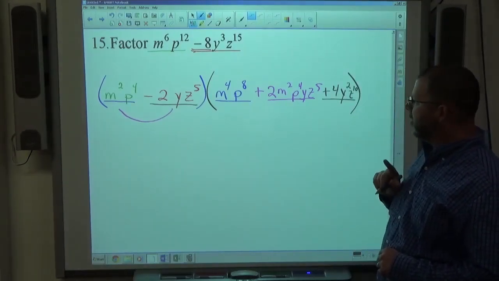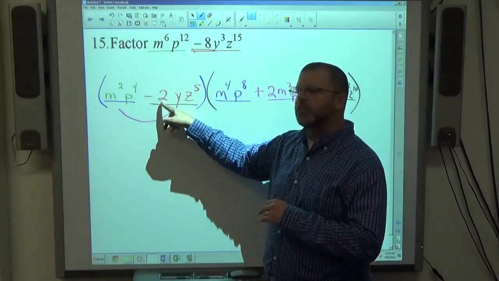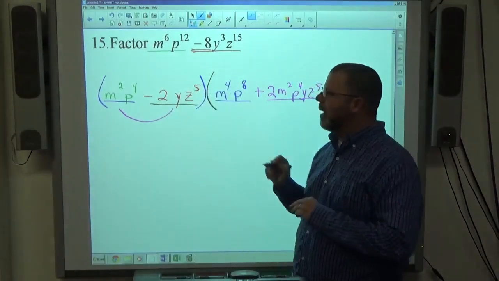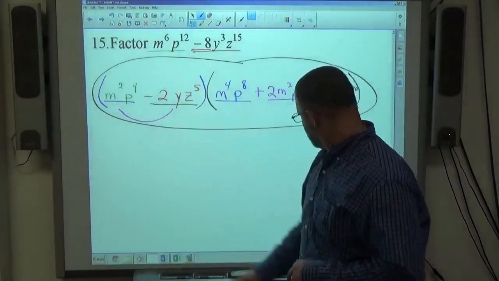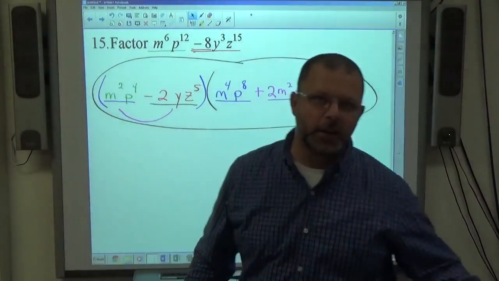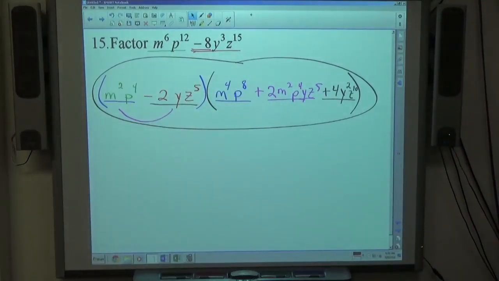So make sure that you're careful that you make a distinction between base numbers and powers. So that's how you factor it. Practice the skill, get good at it. That's the only way to be able to master these things.